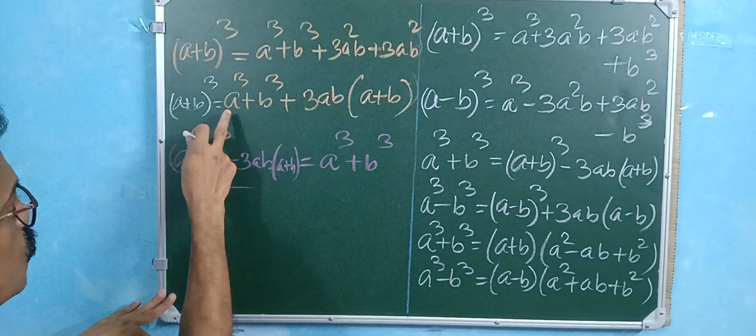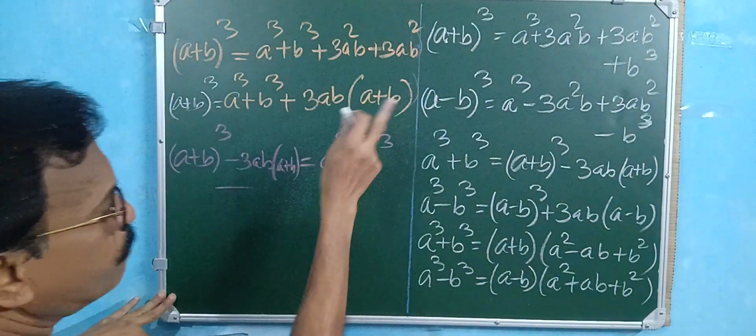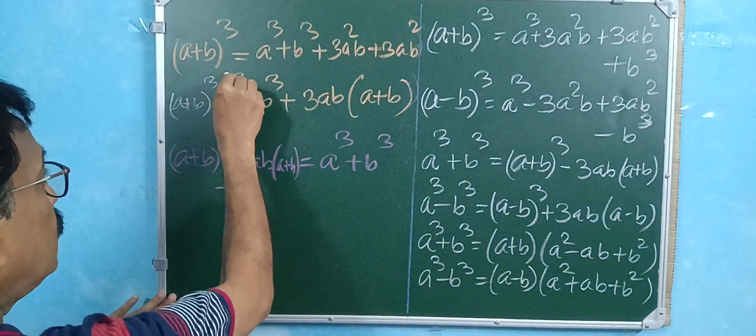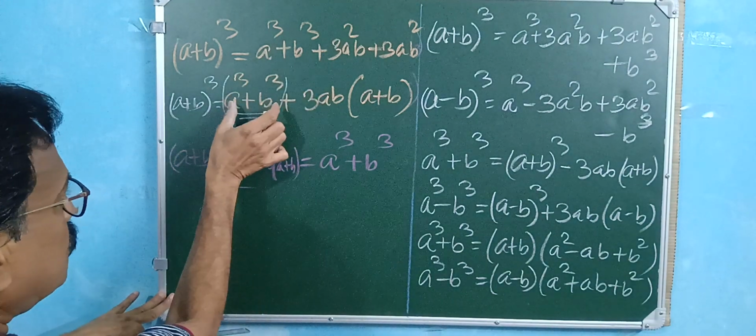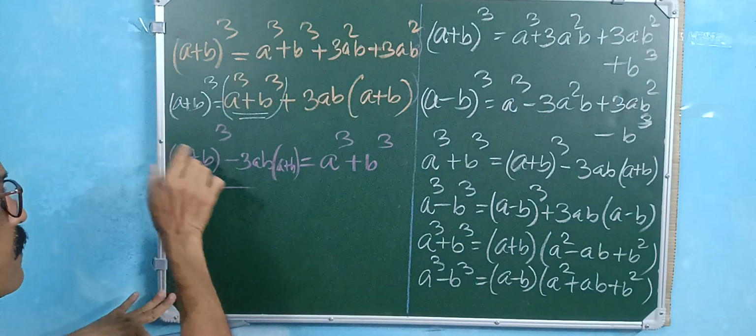(A + B)³ = A³ + B³ + 3AB(A + B). No problem. So in this way, you just deduce this formula, A³ + B³. Just take the right-hand side and shift it to the left-hand side.